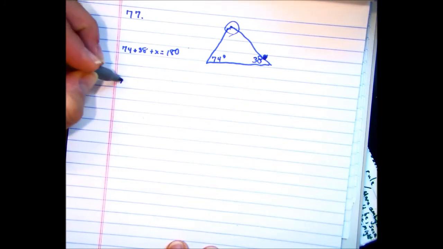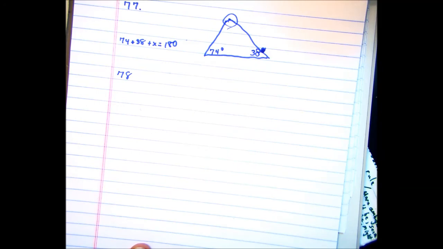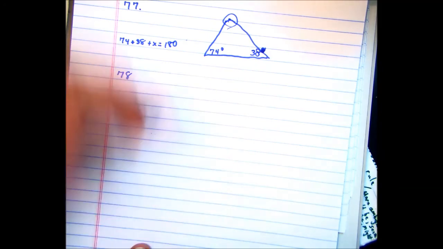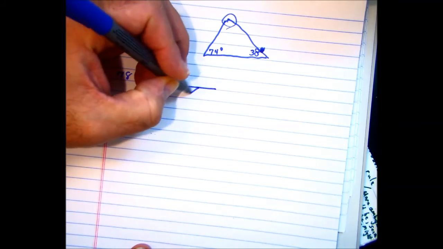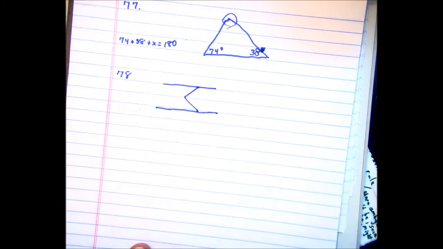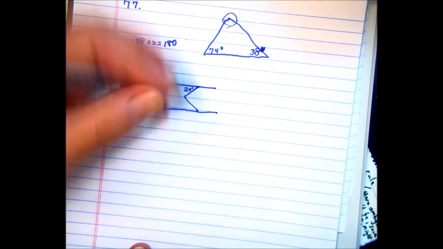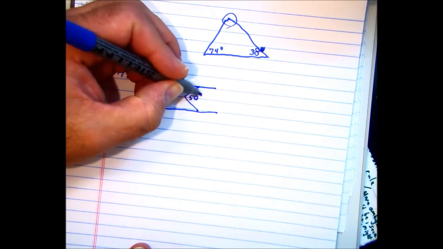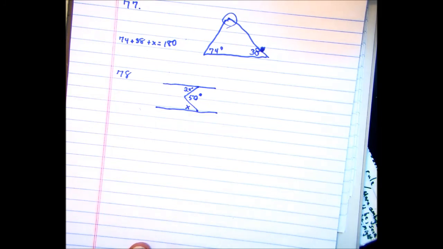Okay, 78. 78, they give you a picture, but this one's a little goofy because they give you the parallel lines and then they give you this picture. Okay, so this one's 25 degrees and this is 50 degrees, and they want to know what this angle measurement is.